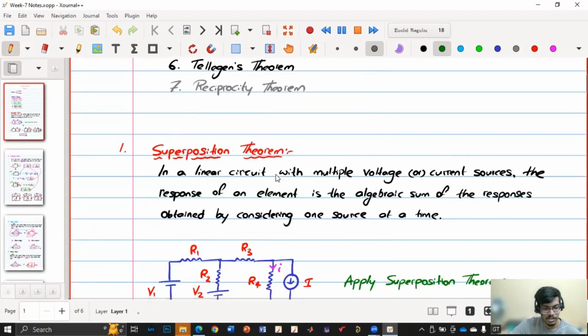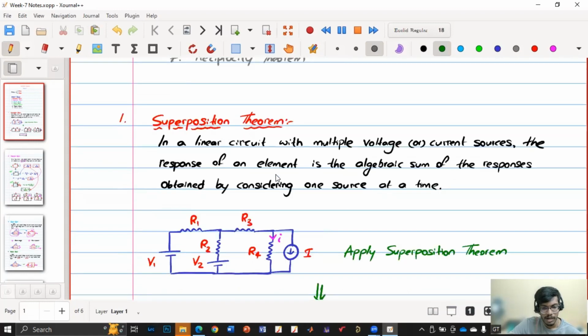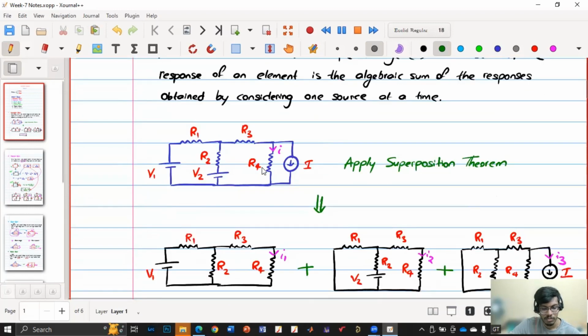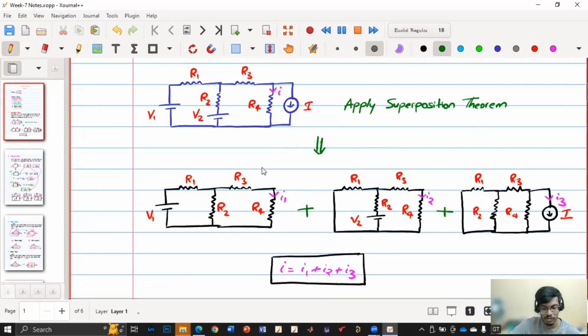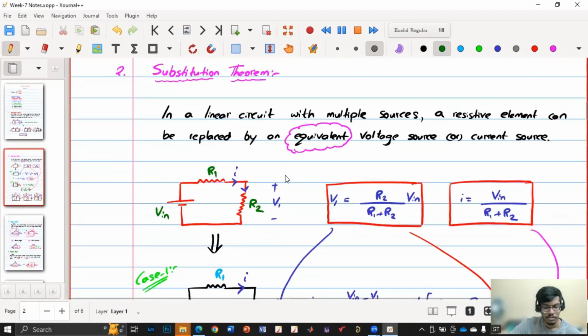In superposition theorem, it is very simple. If any linear circuit has multiple voltage or current sources, then the response of any element, maybe voltage or current, is the algebraic sum of responses obtained by considering one source at a time. So a current source will be open, a voltage source will be short circuited, and we'll consider each source at a time, and then calculate the response and do the algebraic sum.